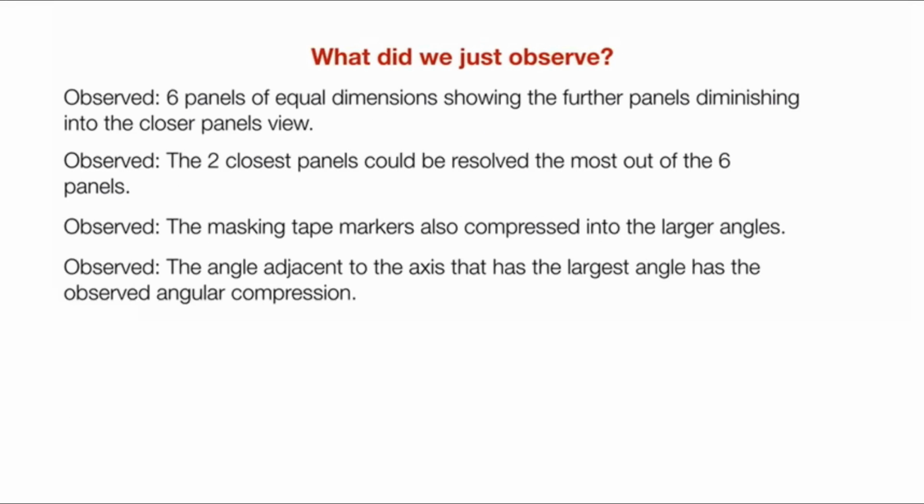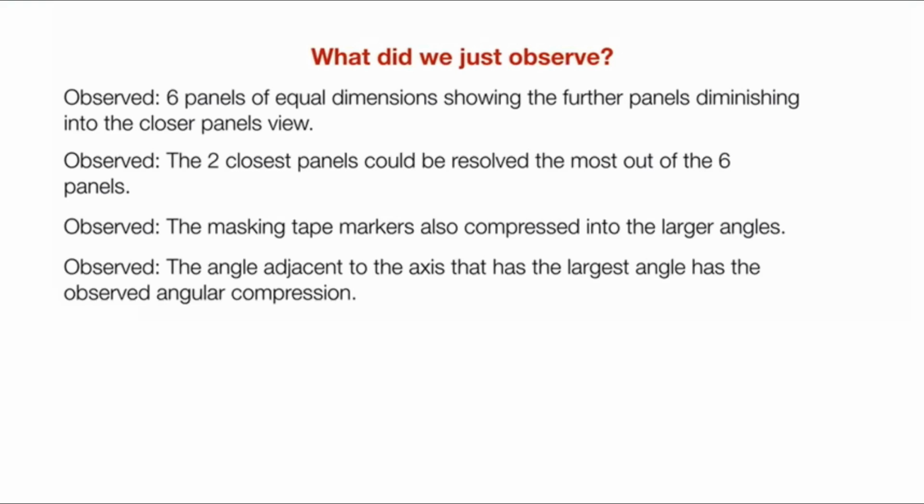The angles adjacent to the axis that has the largest angle have observed angular compression. See, this is what I was talking about earlier. Your deck, this was the wall, the panel walls with the deck surface, and obviously that had the larger angle and everything compressed into that, including the masking tape, so that you couldn't resolve it anymore, and it looked to become one large angle.